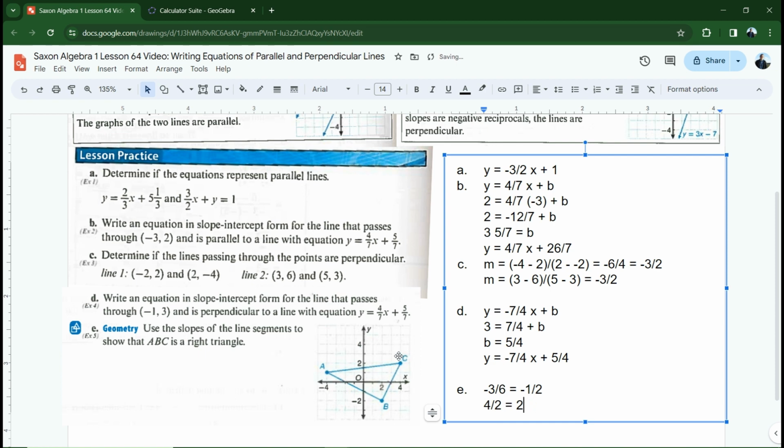Opposite reciprocals. So we would say that AB has a slope of -1/2. BC has a slope of 2. And because the slopes are opposite reciprocals, they are perpendicular. That's how we do that.